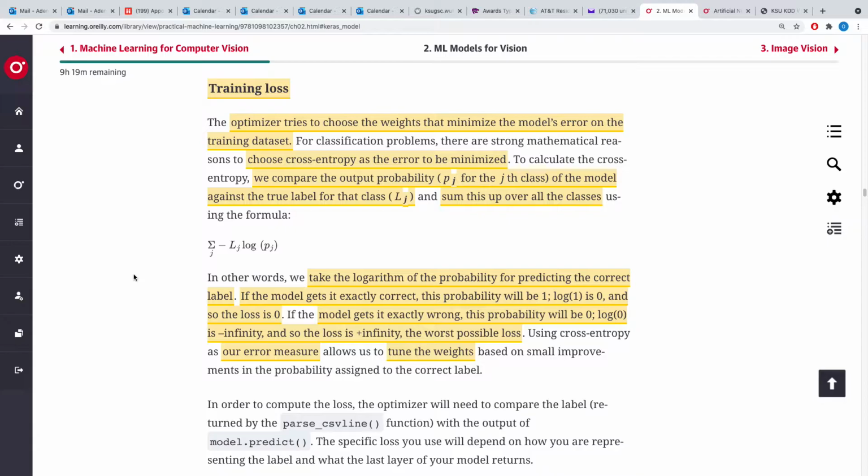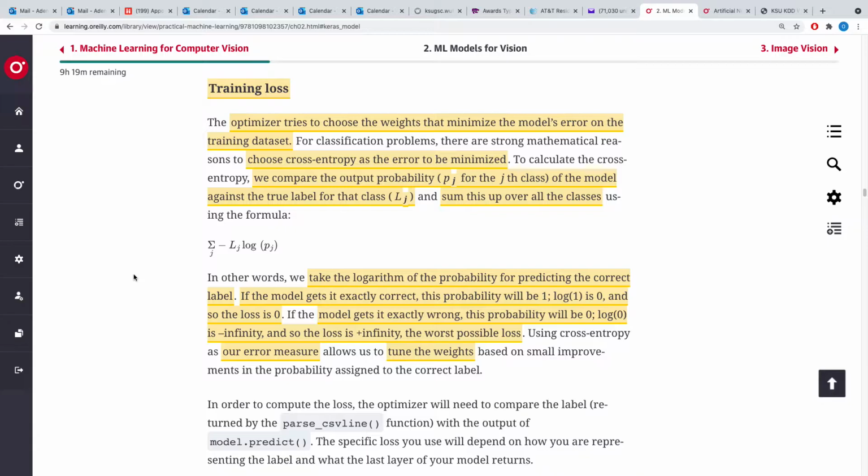Training loss is also referred to as the cost function or the objective function, and essentially the optimizer tries to minimize the training loss, or what you call the training error or model error on the data side. So it chooses weights that achieve that minimization. For a classification problem, you can choose a cross entropy loss as the error to minimize.